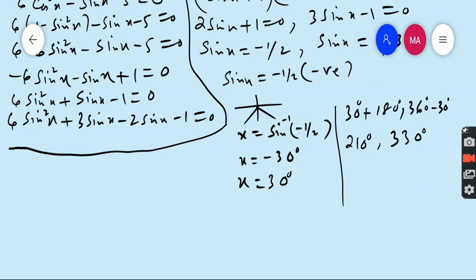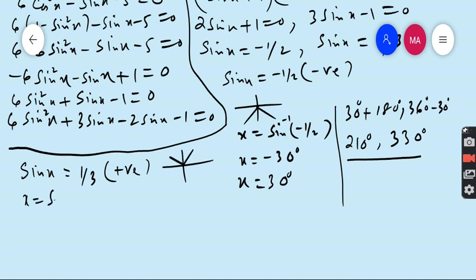So we have two angles from this equation, 210 and 330. Taking the second equation, sin x is equal to 1 upon 3. Sin is positive in the first and in the second quadrant. x is equal to sin inverse 1 upon 3.